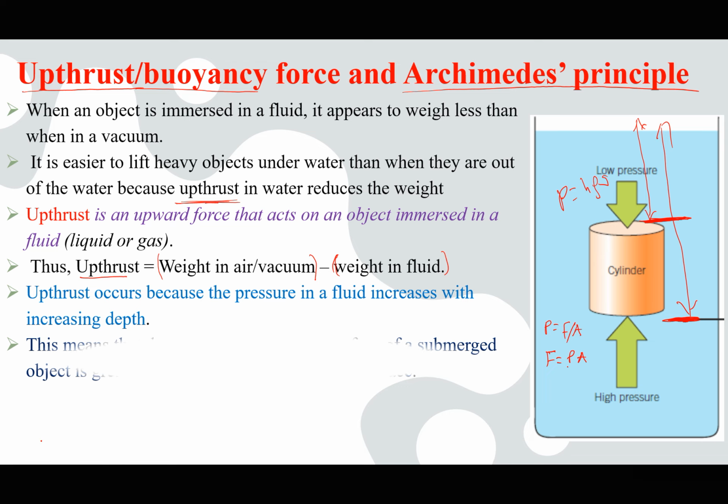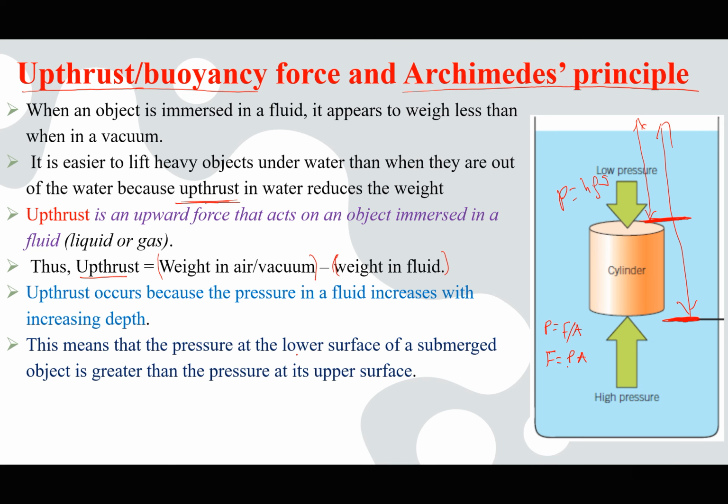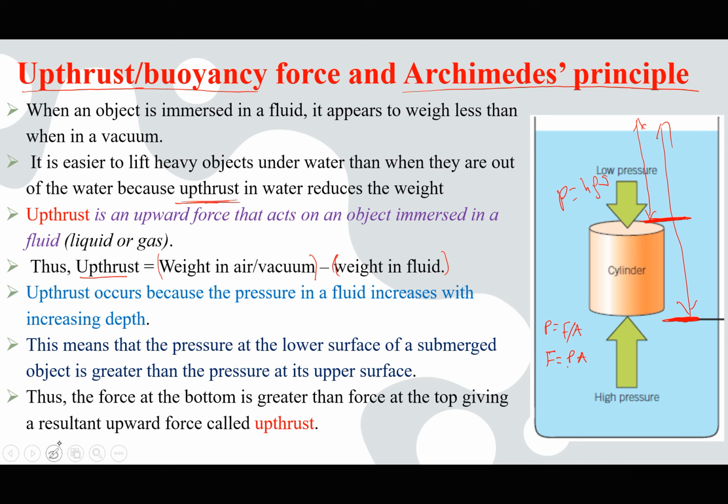So this means the pressure at the lower surface of a submerged object is greater than the pressure at its upper surface. That difference in pressure results in a difference in force on the top and the bottom of the object. Thus, the force at the bottom is greater than the force at the top, giving a resultant upward force which we call the upthrust.